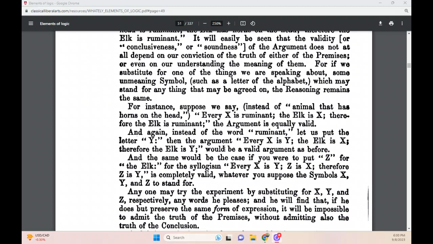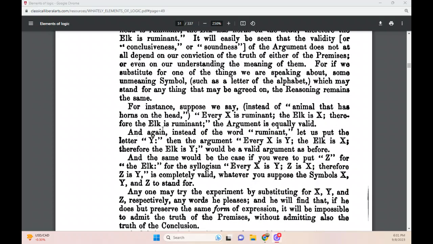For instance, suppose we say, instead of "animal that has horns on its head," we just use the letter X and say every X is a ruminant. The elk is X, therefore the elk is a ruminant. The argument has exactly the same form and is equally valid. Every X is a ruminant. The elk is X, therefore the elk is a ruminant.